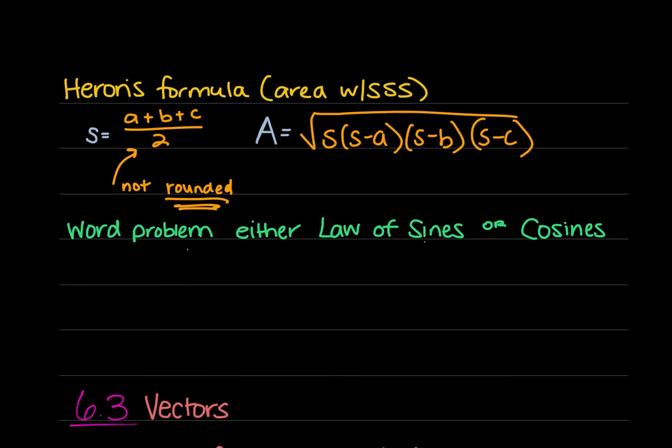All right, Heron's formula was the second area formula, and this is when you're given side, side, side. So if I know all three side lengths, I use Heron's formula. S is A plus B plus C over 2. We do not round S. I think probably 2 people did it the whole day on the quiz day, but don't round it. And then the area is equal to the square root of S times S minus A times S minus B times S minus C.